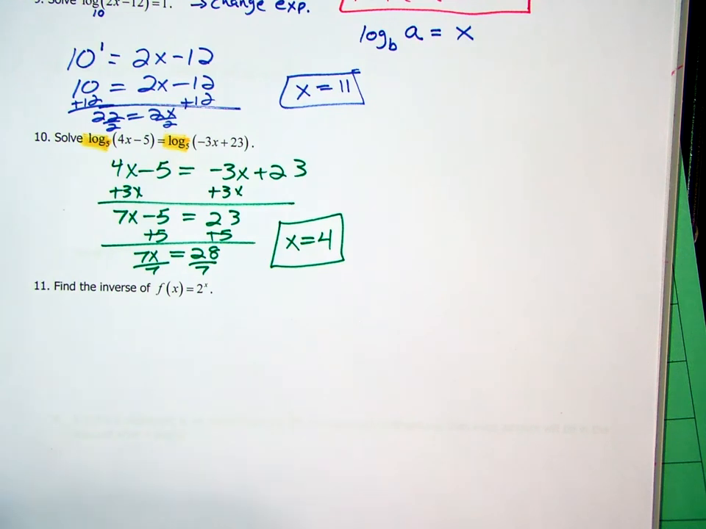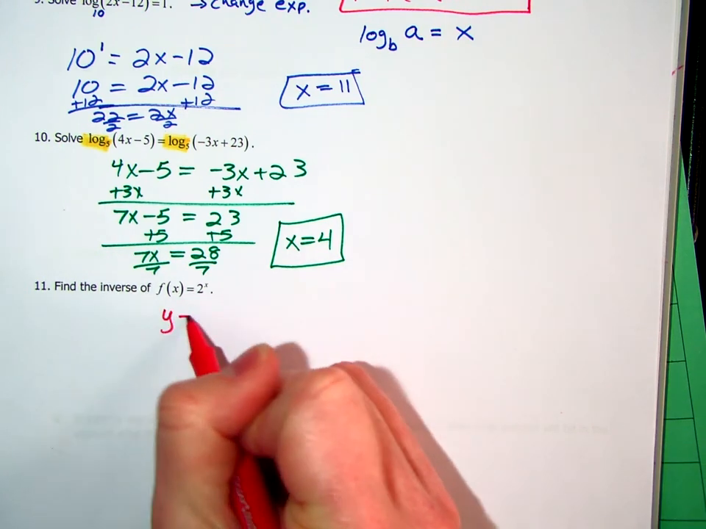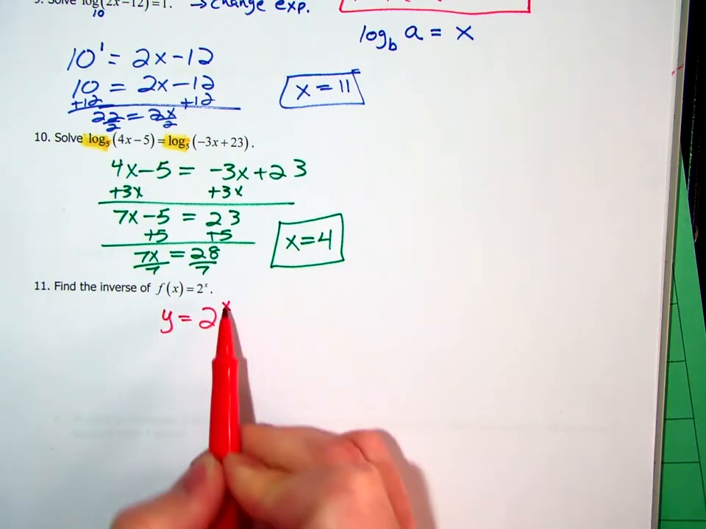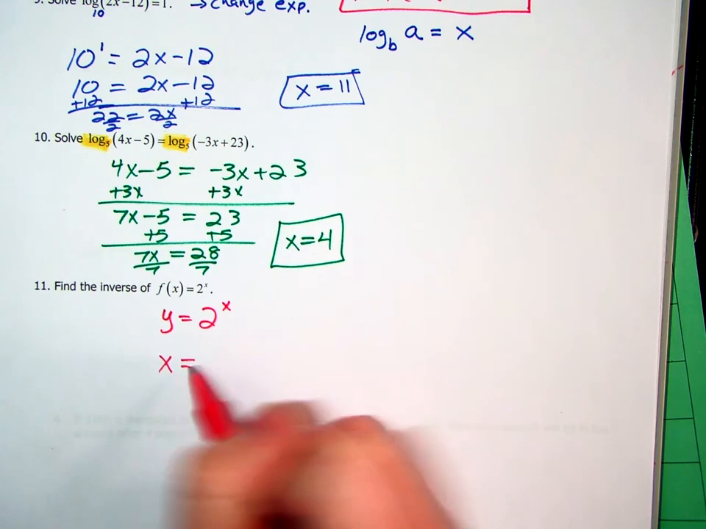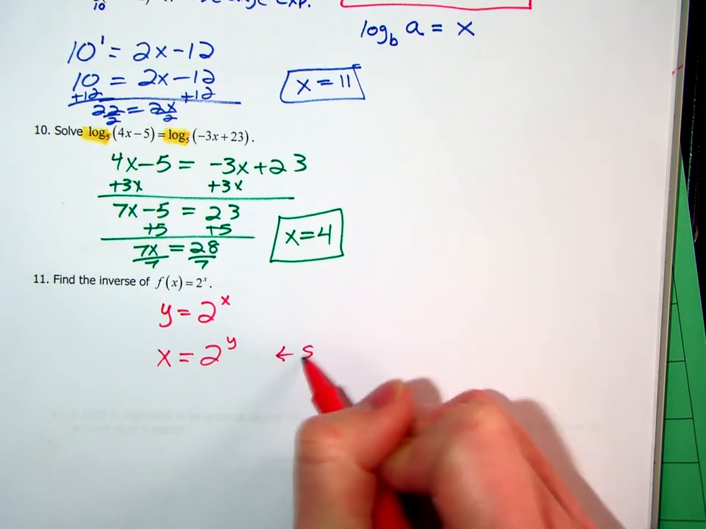All right, last one, number 11. Find the inverse. So remember, when we're finding the inverse, just like we did in the last unit, the idea is my original equation is really y equals 2 to the x. So to do the inverse, we have to switch our x and y. So x equals 2 to the y power. And now we need to solve for y.